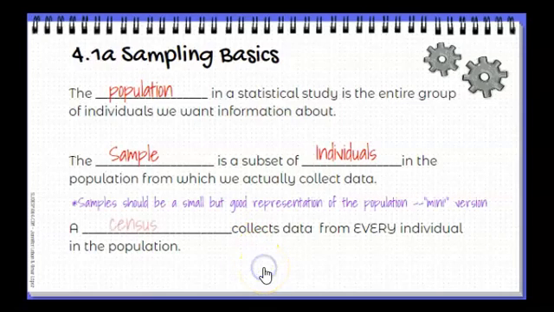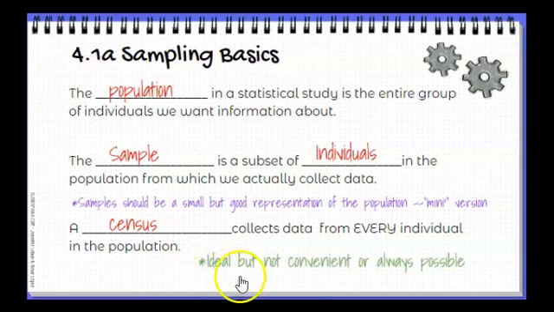Now, you may have heard of this. A census collects data from every single individual in the population. Well, it's not really going to happen. It's ideal, but it's not convenient, and it's not always possible. Even the U.S. Census doesn't get to every single individual. They have to beg and plead people to complete it, and they may or may not. It's their choice. So a census is an idea of how we could get to every member of the population, but it's not always successful. So we end up really having to take really good samples to be able to represent our population.